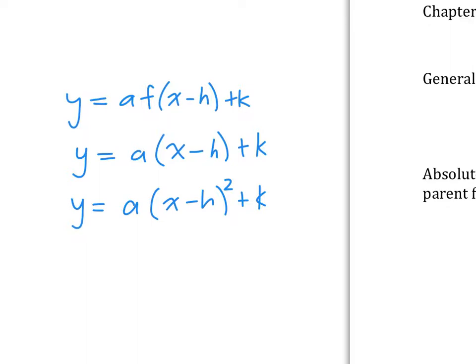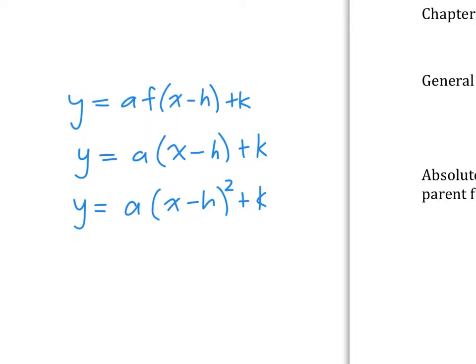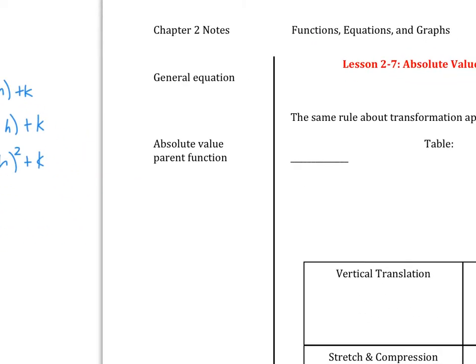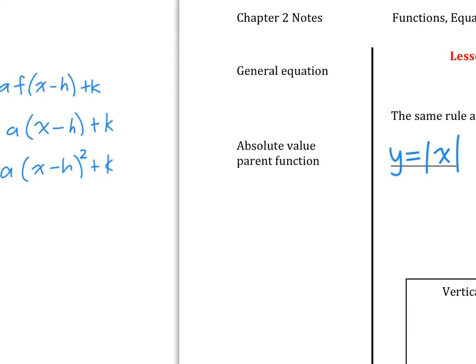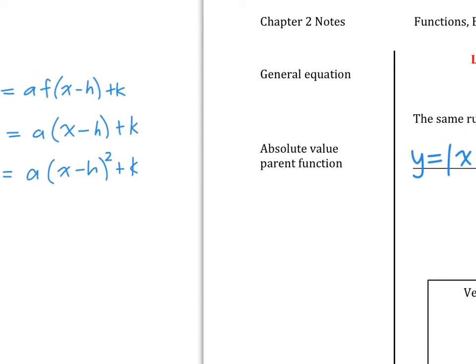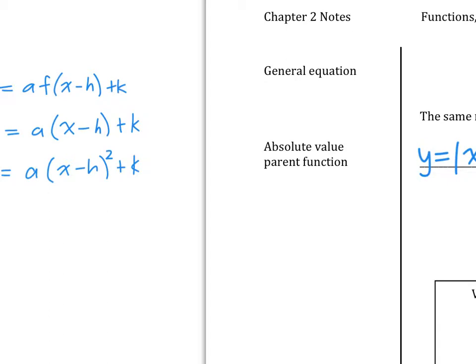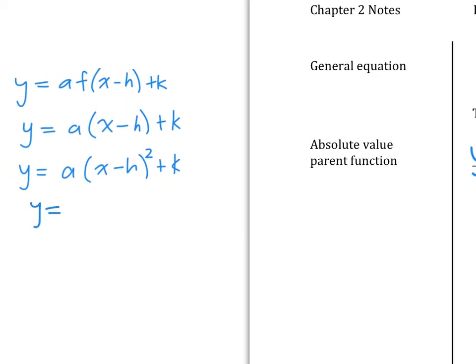Okay, so today we are going to learn the absolute value function. The parent function is y equals absolute value x. What do you guys think the transformation equation will look like? Y equals what? I'm changing that f of x to an absolute value. So then what? A times? I said it's going to defer to Aiden.